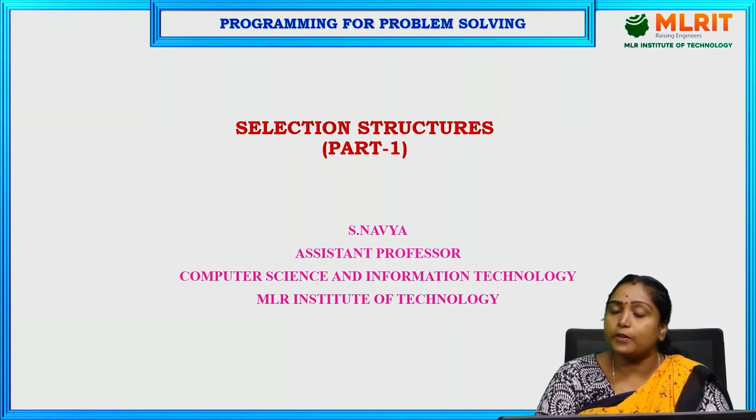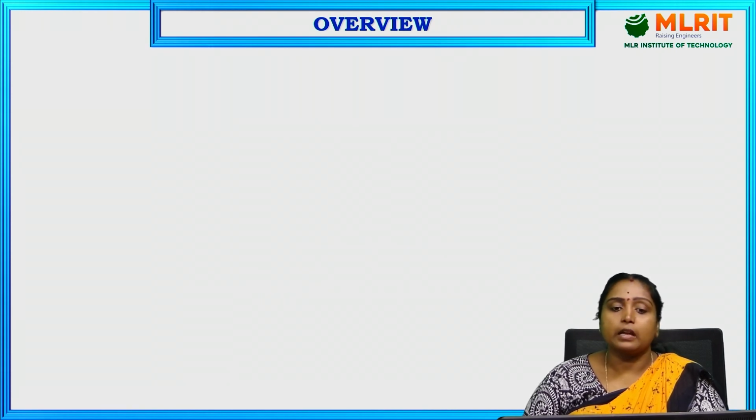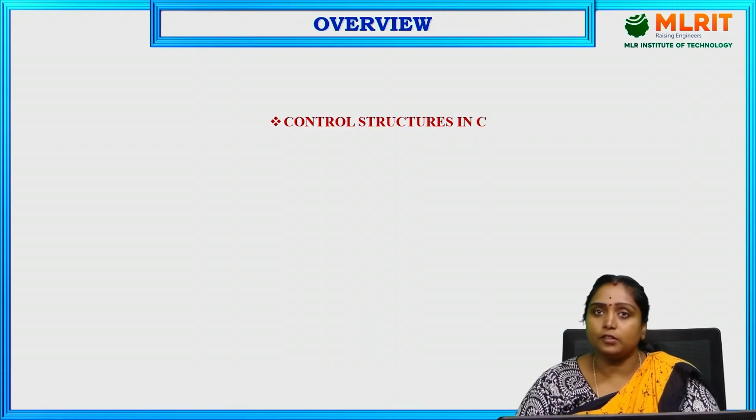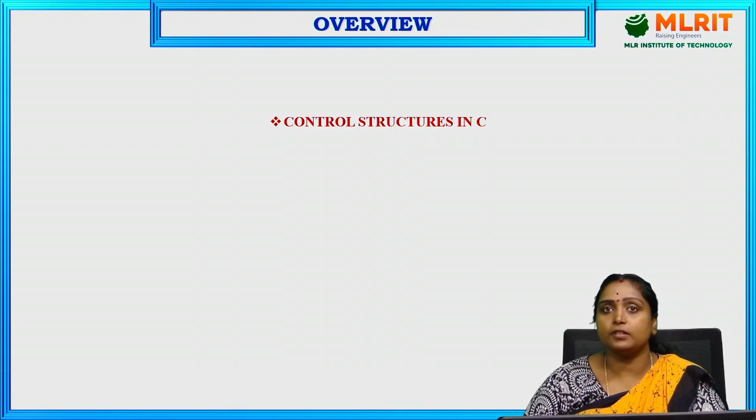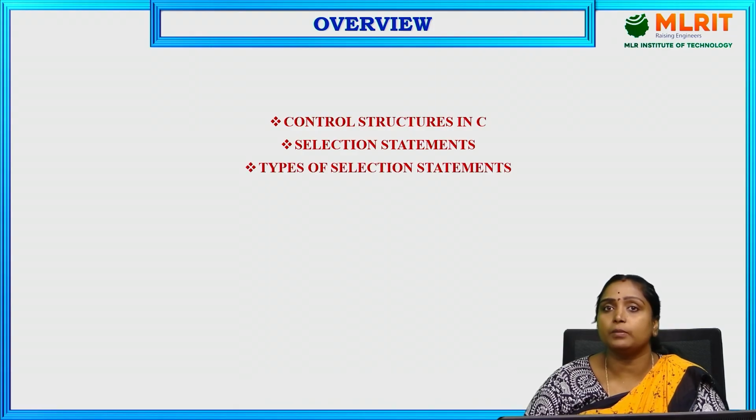In this session, we are going to see the selection structures, and it is part 1. As an overview of this section, first we have to see what the control structures in C are, and what selection statements are, and the types of selection statements.